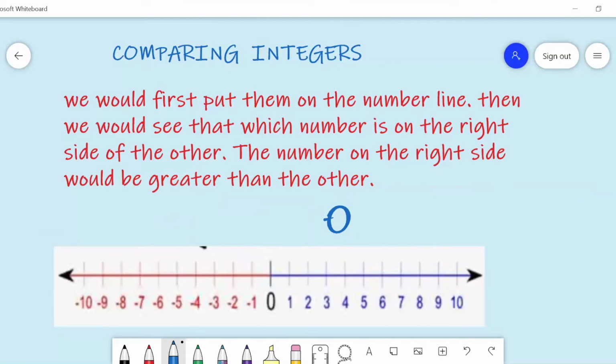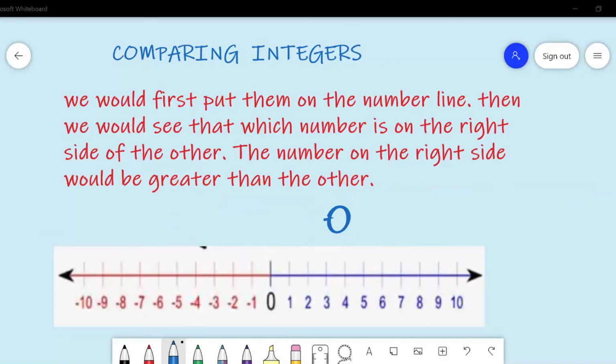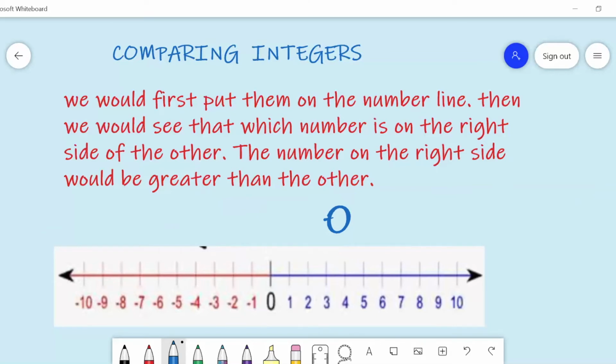Let's take another example. Let's take -3 and 9. Which one should be greater? -3 over here, 9 over here, 9 on the right, so 9 is greater.